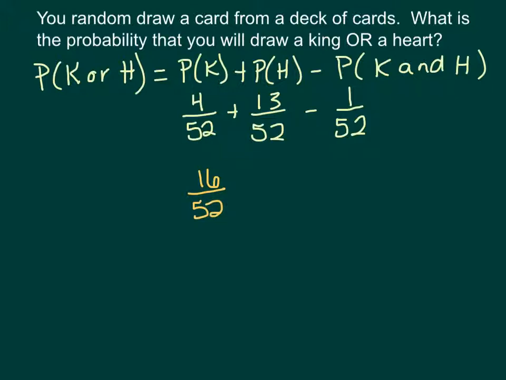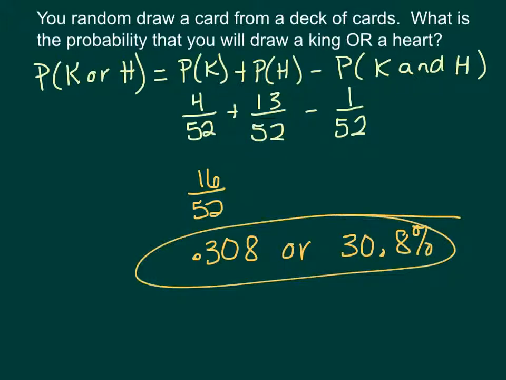I can put that in my calculator and I get 0.308 or 30.8%. So either one of those is my answer. Again, I have a deck of cards, pull one of them out. I have a 30.8% chance that it's going to be either a king or a heart.